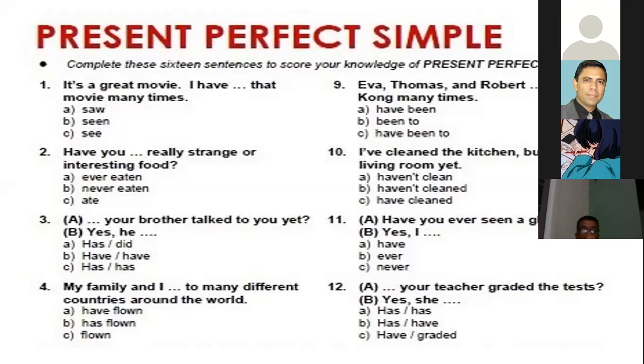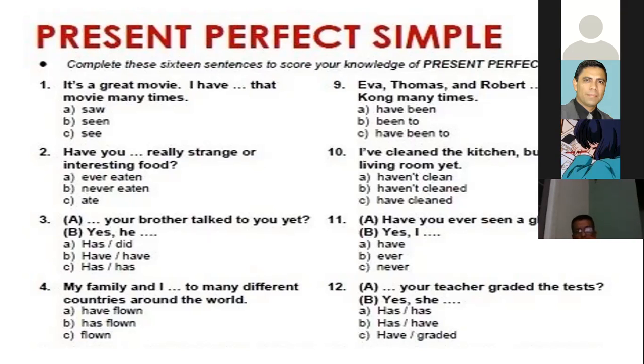Has your brother talked to you? Yes, he has. Okay, very good. Number four. My family and I have flown to many different countries around the world. Okay, around the world. Very good.